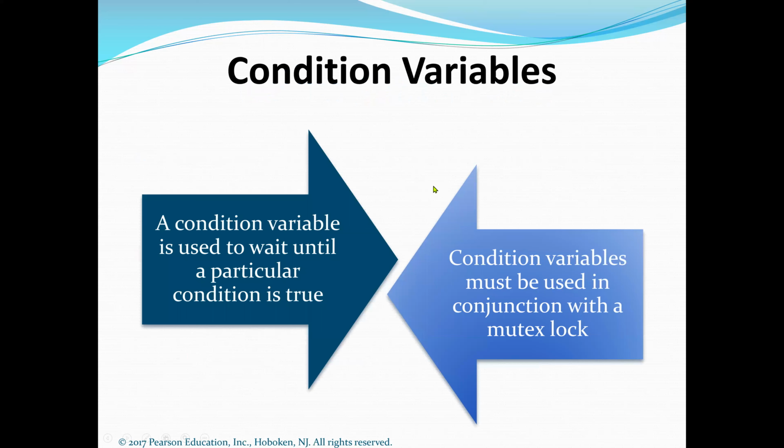So we also have the condition variables, which are normally used to wait until a particular condition is true. The condition variable must be used in conjunction with a mutex lock. This implements a monitor of a type, illustrated again in a figure somewhere in our textbook.